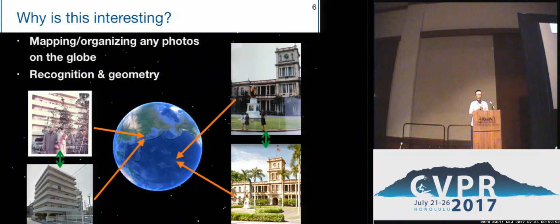Another interesting point is that we need to study both recognition and geometry, which are very interesting to me, because standard image retrieval often focuses on the image appearance only. But to work on place recognition, we have to deal with 3D geometry and also the distribution of the images on the globe. So I think this is a bit different, and I like this topic.